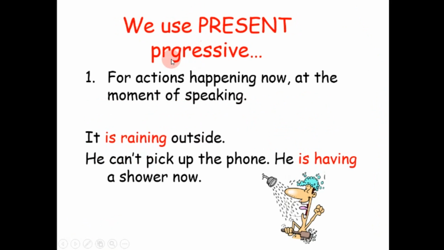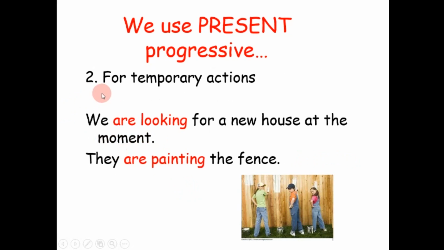Now we will move to the usage of present progressive. Number one, for actions happening now, at the moment of speaking. It is raining outside. He can't pick up the phone. He is having a shower now. Also, we use present progressive for temporary actions. We are looking for a new house at the moment. They are painting the fence.